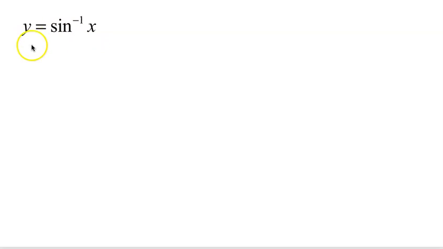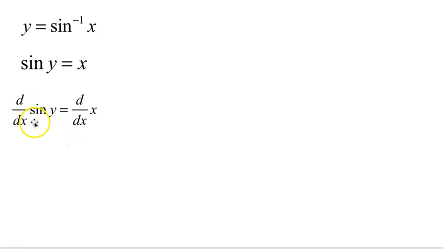So if y is the inverse sine of x, that means that the sine of y equals x. Next, I'm going to take the derivative with respect to x of both sides. The derivative with respect to x of sine y, and the derivative with respect to x of x. The derivative of sine y with respect to x is cos y dy/dx. The derivative of sine of something is cos of something times the derivative of something. So cos y dy/dx. d/dx of x, of course, is just 1.